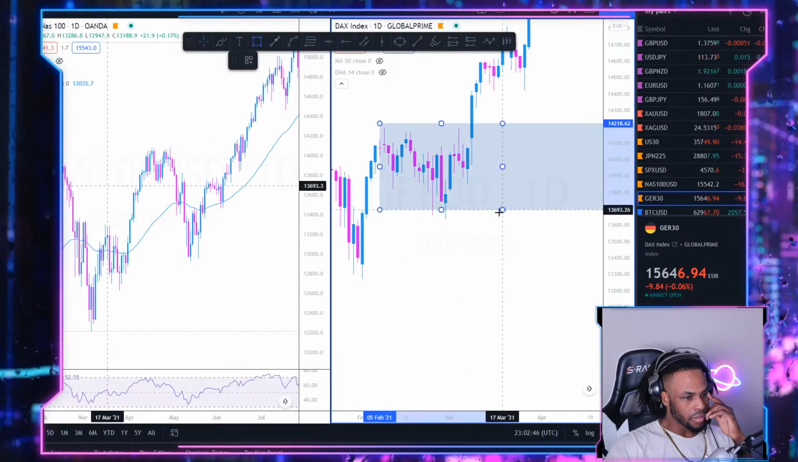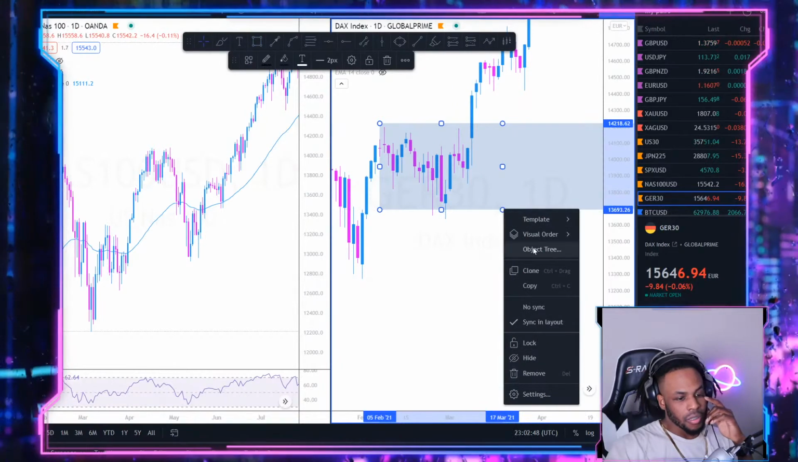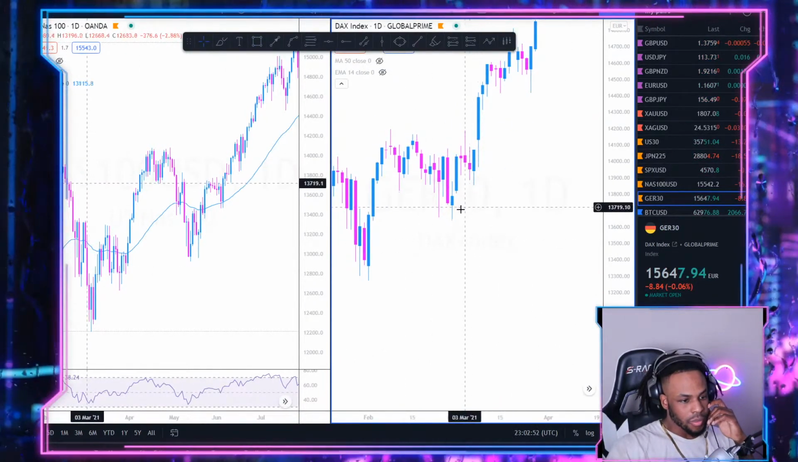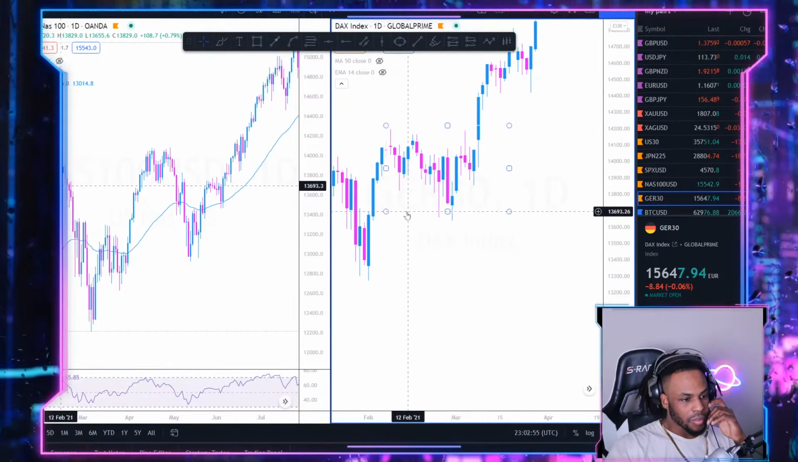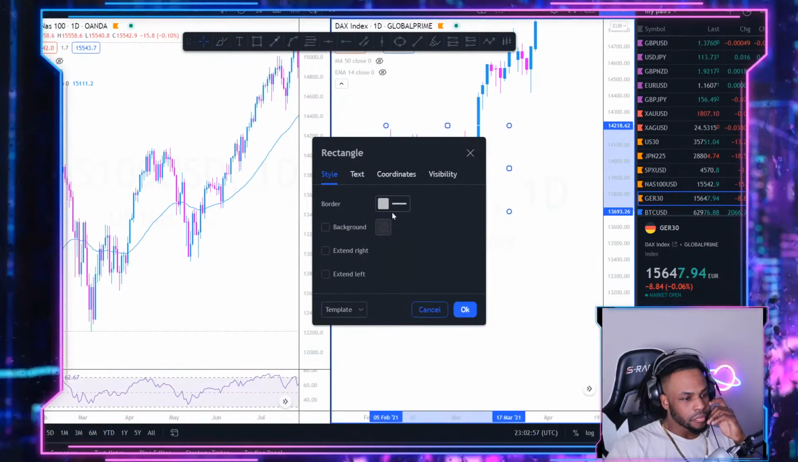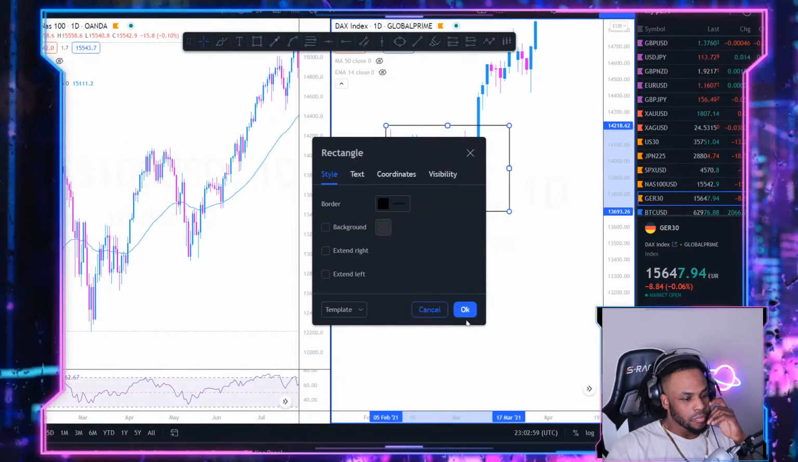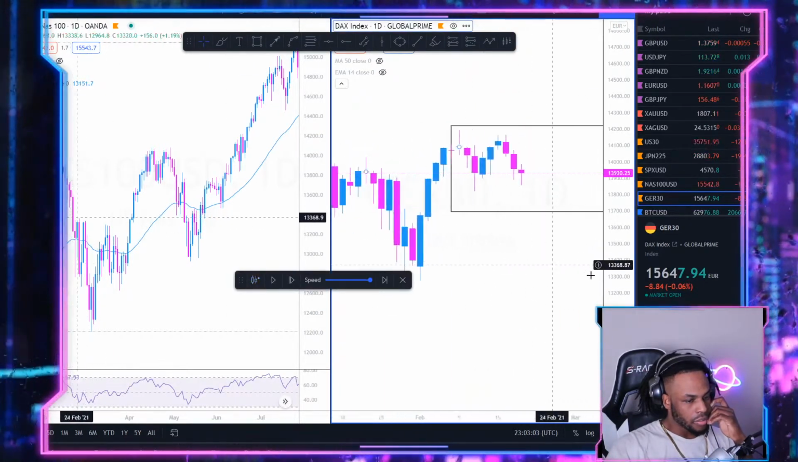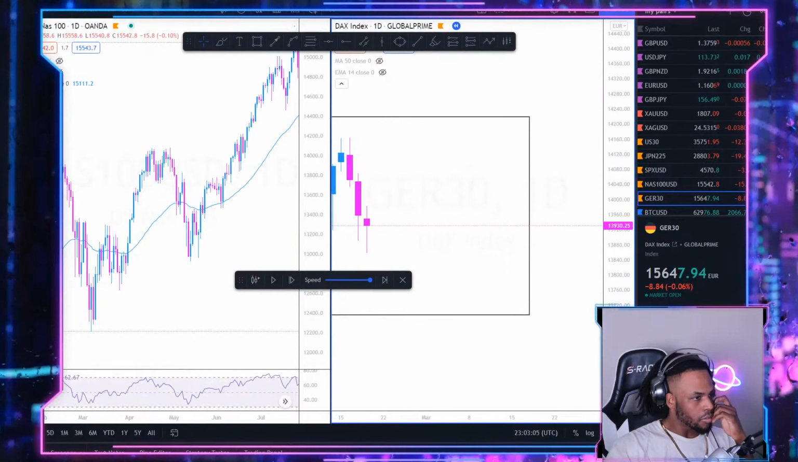So let's get this area marked up here. Template, white box. That's right, I'm not on the black background anymore. And we're going to take the replay in there. Going to drop it down.